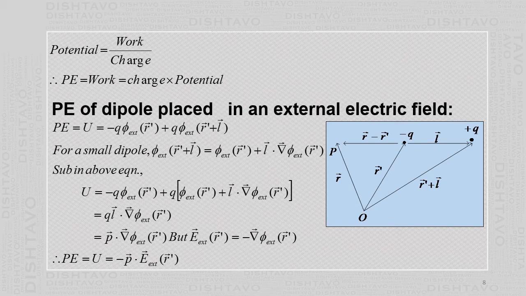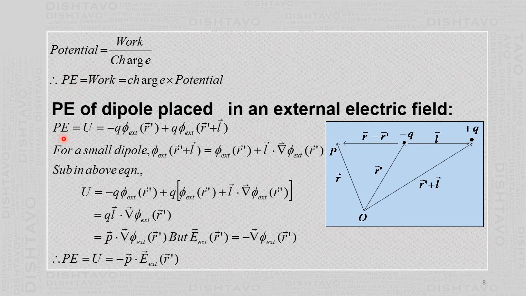So in the previous slide, we found the expression for potential at some point from the electric dipole. So now we find out, if this dipole is placed in an external electric field, what will be the potential energy possessed by the dipole. So we make use of the basic definition of potential, which is work by charge. So work is equal to charge into potential, but that work done is stored as potential energy. So we now use that.